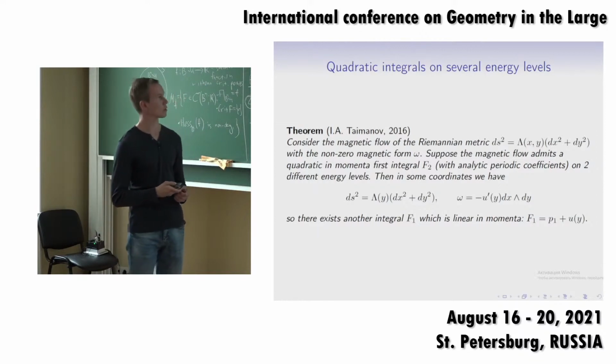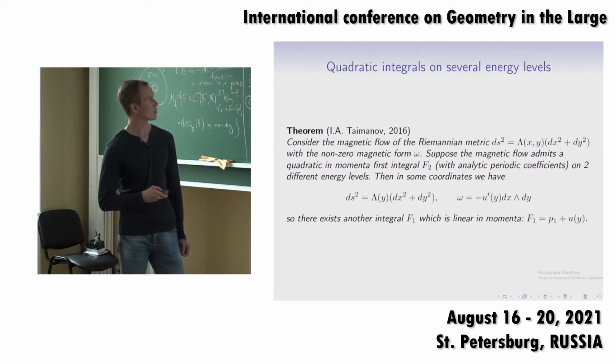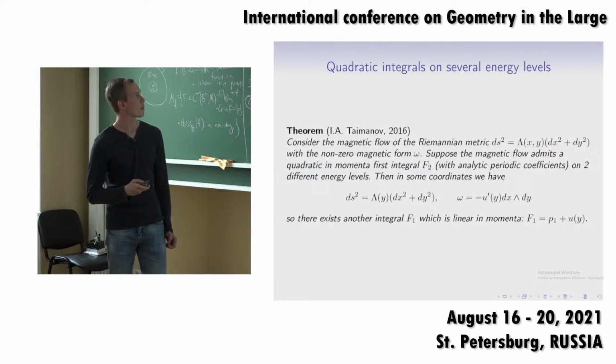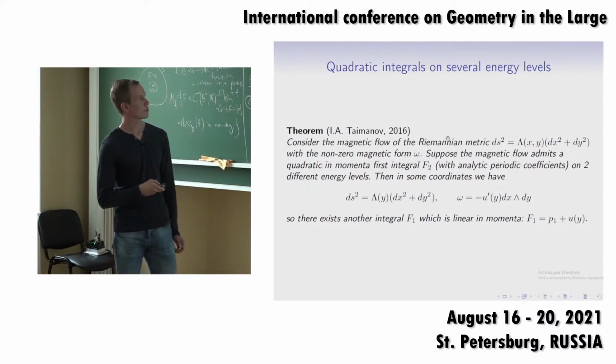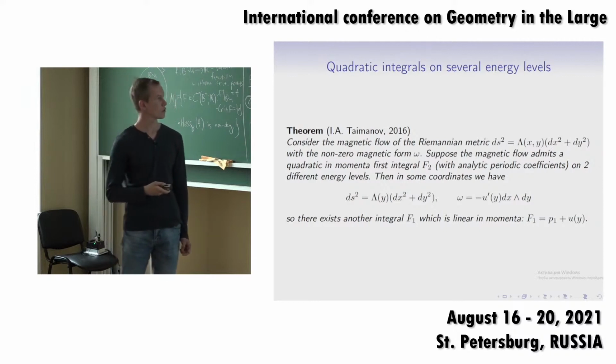And the first result which can describe it in explicit form was obtained by Iskandar Alexandrovich Taimanov in 2016. He managed to prove that if the magnetic geodesic flow on the two-dimensional torus admits a quadratic first integral on at least two different energy levels, then already in some coordinates, metric and magnetic field depend only on one variable, and in this case a linear first integral exists. So in this sense, quadratic integrals on two different energy levels reduce to linear integrals on all energy levels.